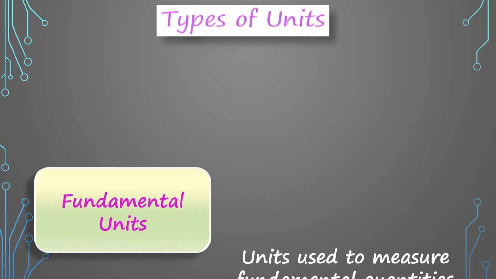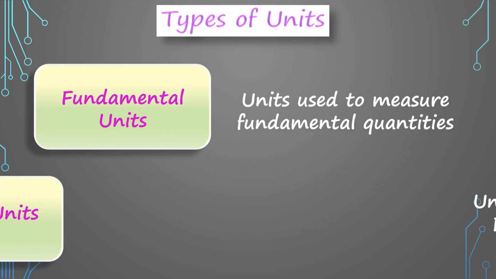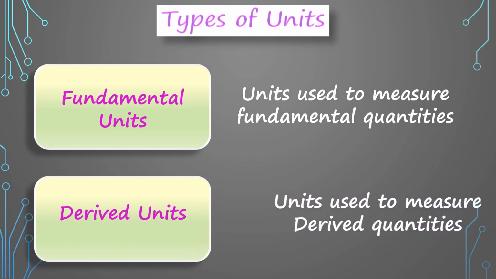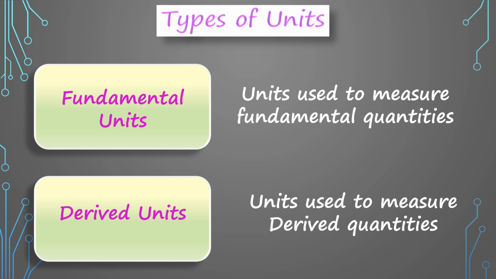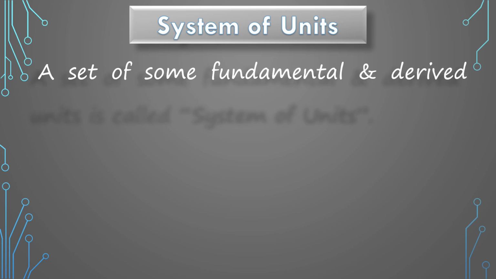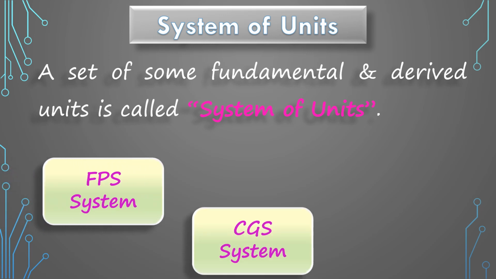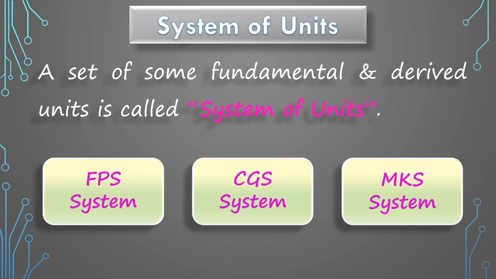The units of physical quantities are also of two types. The unit of fundamental quantities is called fundamental unit, whereas the units of derived physical quantities are called derived units. System of units: a set of some fundamental and derived units is called a system of units. The generally known systems are the FPS system, CGS system and MKS system.